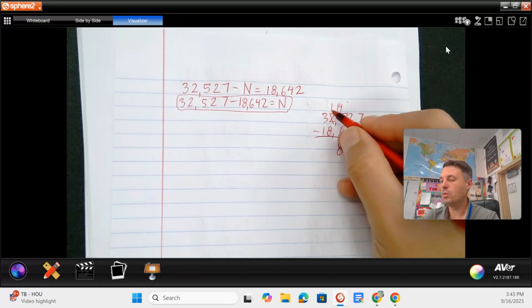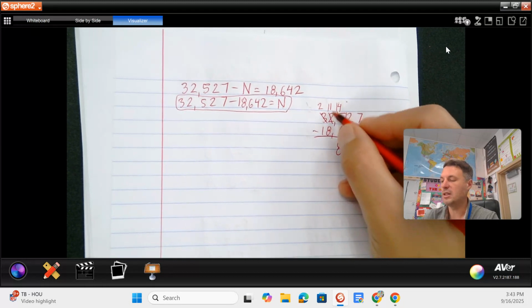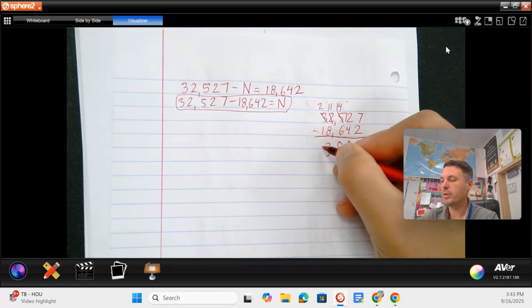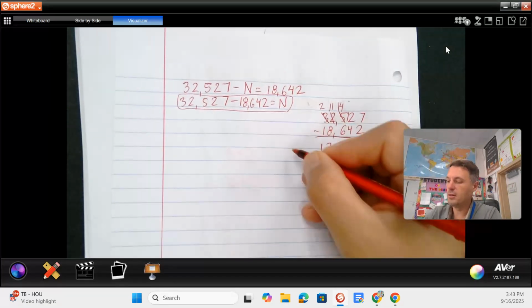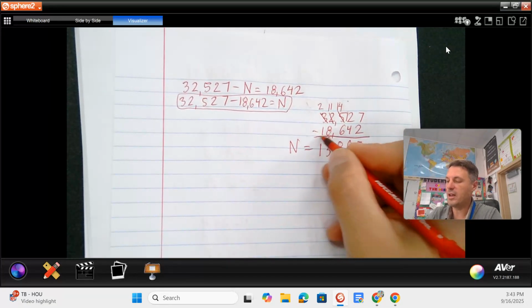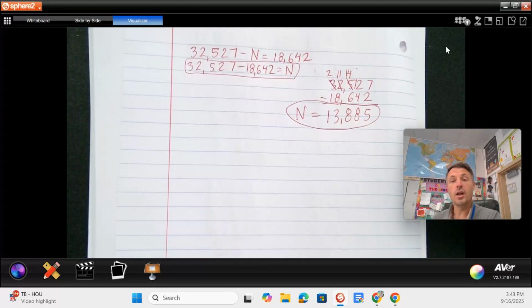We can't do 1 minus 8, so we borrow from the 3, make it a 2, making the 1 an 11. 11 minus 8 is 3, and 2 minus 1 is 1. So that's the answer. N equals 13,885.